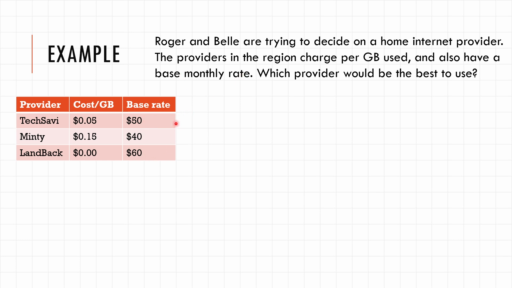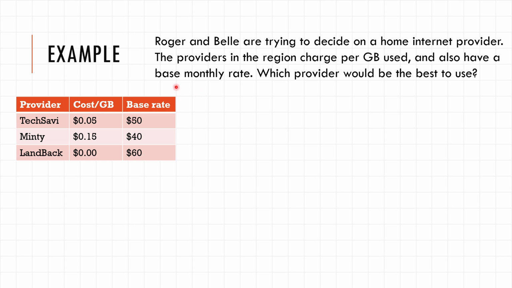Well, to really come up with an answer, you might be thinking, okay, I'll go with Minty because they have the lowest base rate. Or you might say, oh, I'll go with Landback because they don't charge me per gigabyte used. I just have to pay once and then forget about it. Or you might say, oh, I'll go with Tech Savvy because it's something in between the two. If I do go over my limit, or if I use a lot of gigabytes this month, I won't have to pay that much. And if I don't, then I'll get a nice little discount.